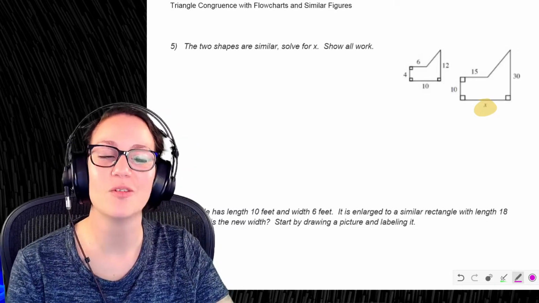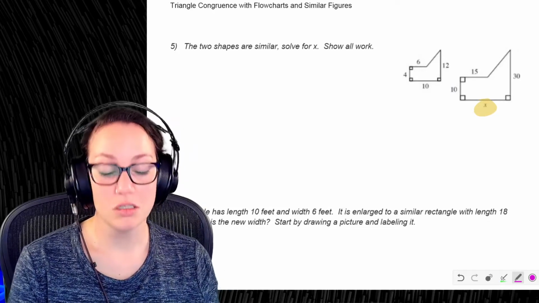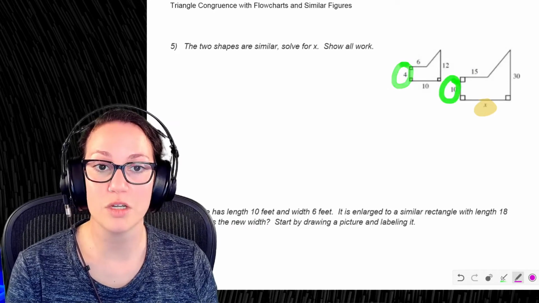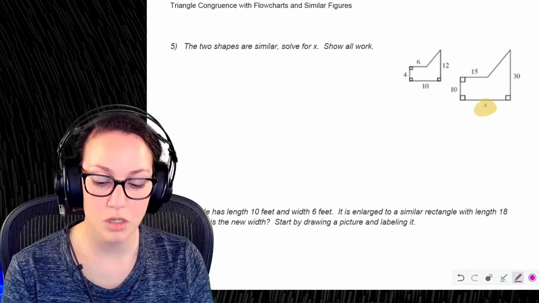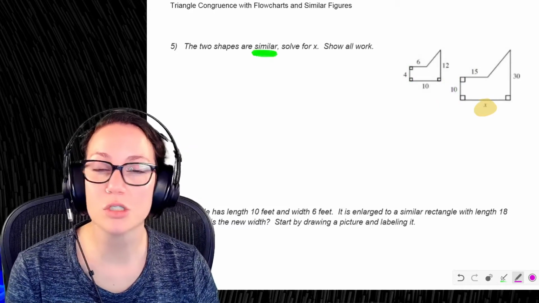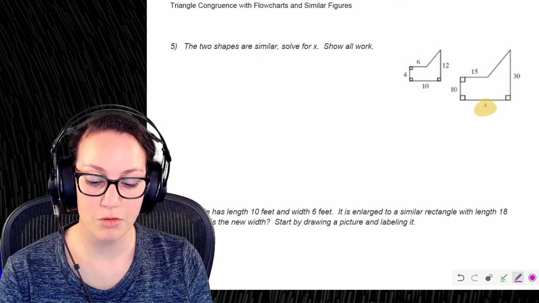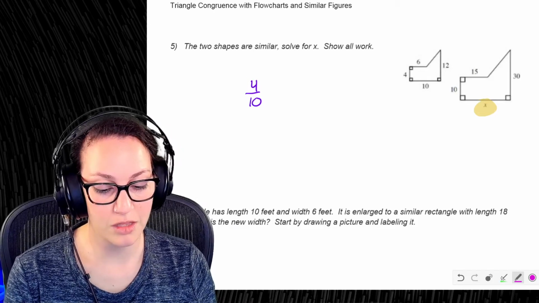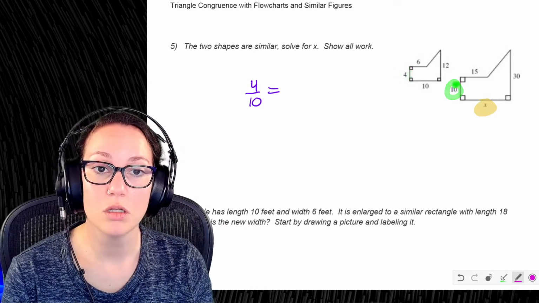Okay, so let's try something. Again, Ms. Jacobs is lazy. I'm going to use the smallest numbers I can. So I'm going to look at this 4 and this 10. Those are corresponding sides on these similar figures. And they told us that these figures are similar, so we don't have to prove that. So I'm going to say 4 over 10. So that's this shape over this shape is equal.